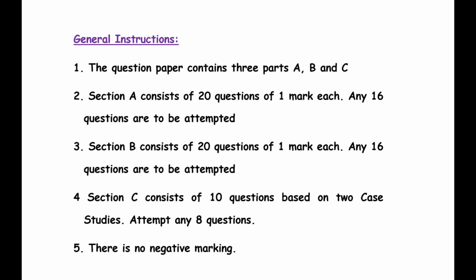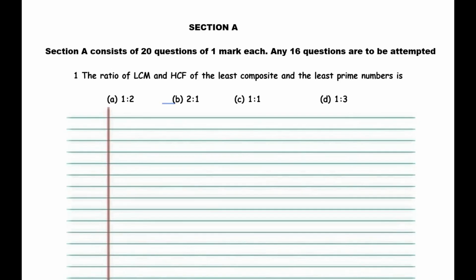Now moving to the first question of section A. Section A consists of 20 questions of 1 mark each. You should attempt 16 questions. The first question: the ratio of LCM and HCF of the least composite and the least prime numbers is.